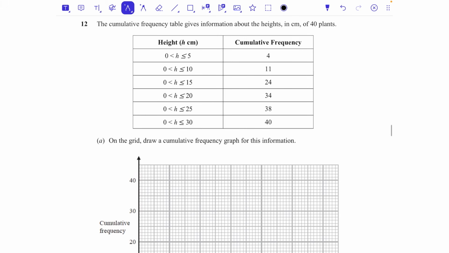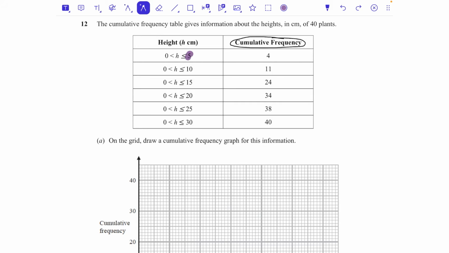Okay, question number 12. The cumulative frequency table gives information about the heights in centimetres of 40 plants. Draw the cumulative frequency graph. Okay, so they've actually already done a lot of the hard work here for us. Lots of you will know that when we do cumulative frequency, we add it up as we go along. But they've actually done the adding up here for us. I know that because it says cumulative frequency instead of frequency. And if you look at all of these categories, they all start from 0. So the adding up has already been done. So that means that we can go straight ahead and plot it.